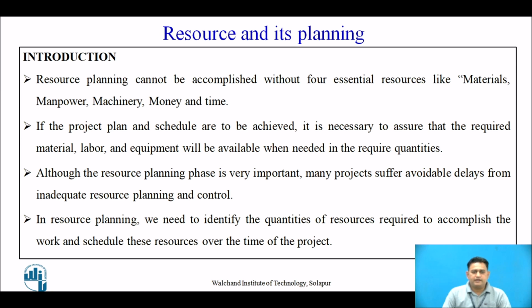The resource planning cannot be done without the 4 M's and 1 T. It means that if the activity is there, it requires the 4 M's and the T. It is necessary to have the material, manpower, machinery and the money. But the most important thing is what? The time availability should be there. The resources are the most important components of the overall project.